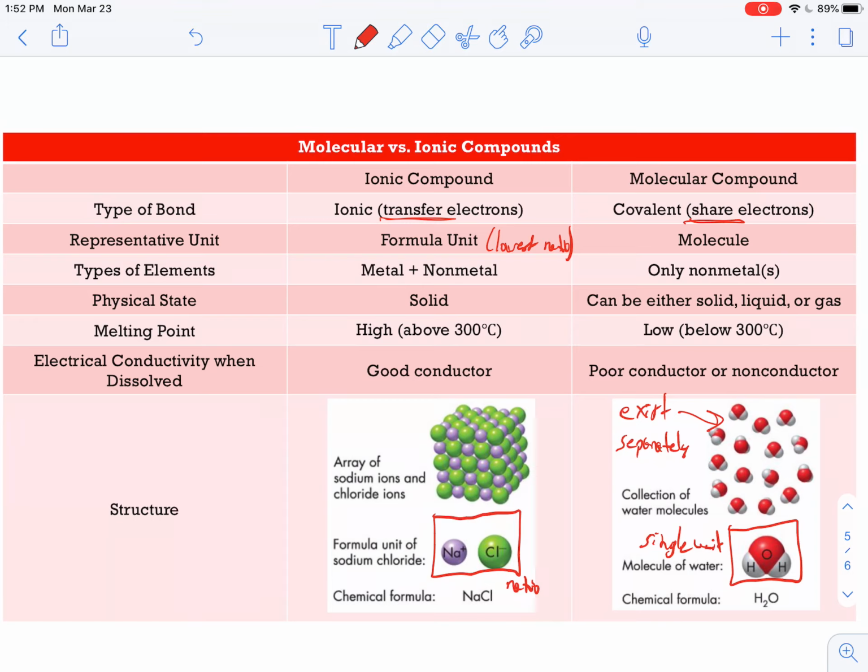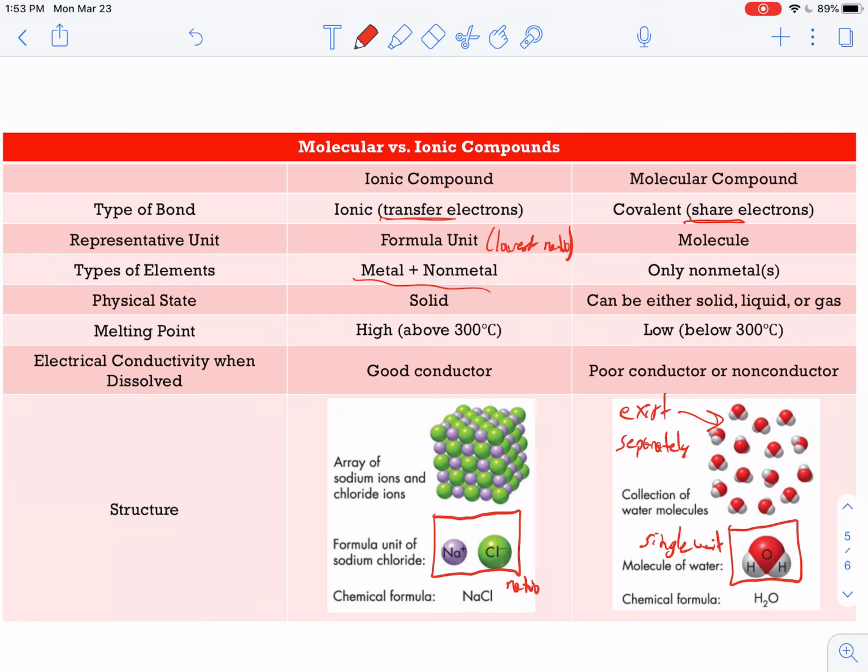When we think about what types of metals or what types of elements make up our ionic compounds, we have to have 1 metal with 1 nonmetal for our ionic compounds. Molecular compounds, we're only dealing with nonmetals. We could have a case of one of our diatomic molecules like oxygen, where there's just a single nonmetal, or we can have something like carbon dioxide or the water shown in the picture below, where you have 2 different elements, both of which are nonmetals.